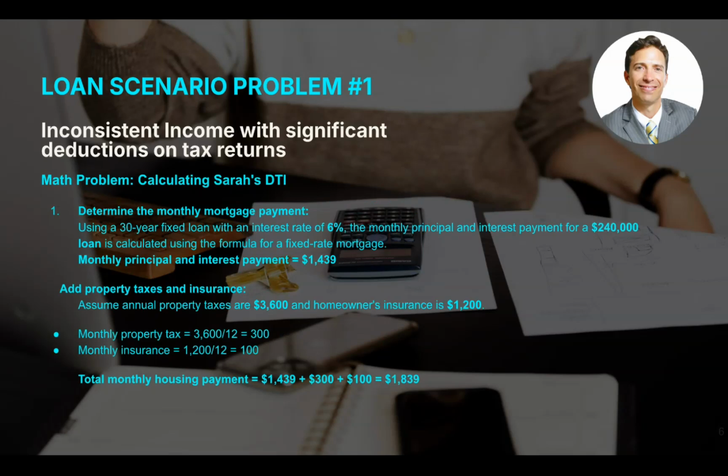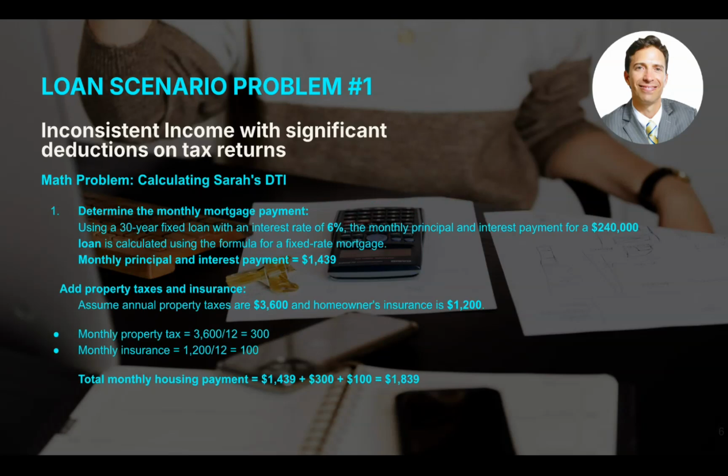In this case, we're going to assume her annual property taxes are $3,600 and her annual homeowner's insurance is $1,200. If we divide those two amounts by 12, we're going to get the monthly property tax equal to $300. And we're going to do the same exact thing for her homeowner's insurance. We're going to divide by 12 and we're going to get $100. Now, these two numbers are very important because we have to do everything on a monthly basis so that we get the right numbers and the right calculation.